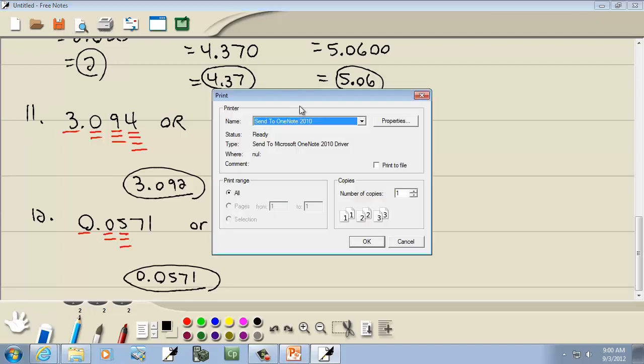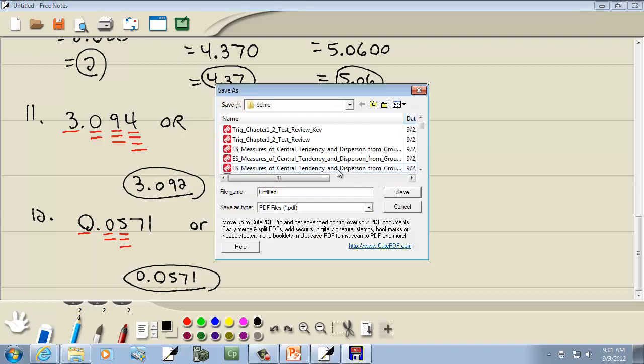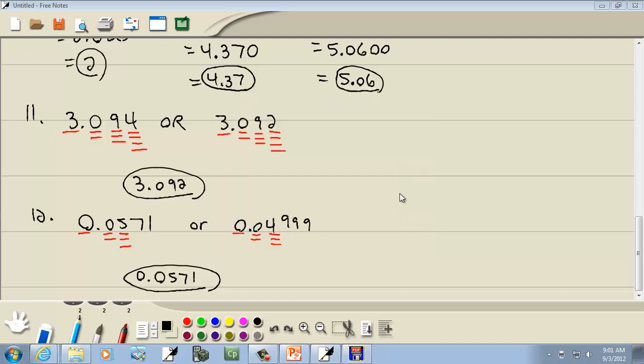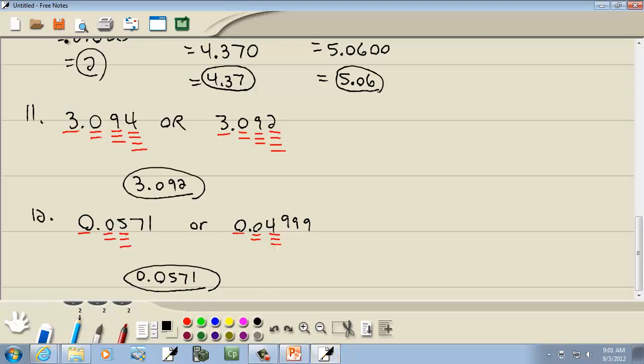And let me save this page. There we go. There it is.